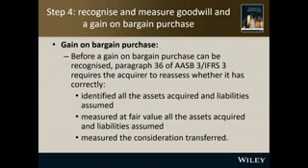Before a gain on bargain purchase can be recognized, paragraph 36 of IFRS 3 requires the acquirer to reassess whether it has correctly identified the assets acquired and liabilities assumed, measure at fair value all the assets acquired and liabilities assumed, and measure the consideration transferred. Why is there a requirement to do another assessment? The reason is that a gain on bargain purchase will increase your total comprehensive income and your net profit. We don't want this acquisition to be used as a tool to inflate profit, to recognize profit. So you have to reassess whether you have done it correctly.